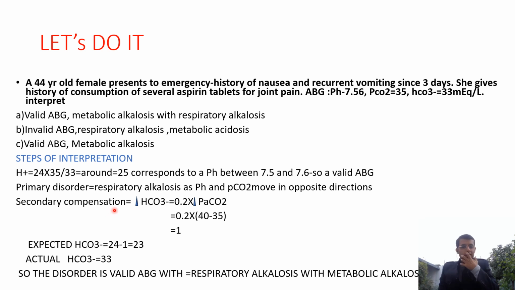So the primary pathology is respiratory alkalosis, so the delta bicarbonate equation will be the factor 0.2 multiplied by the change in PaCO2. 0.2 multiplied by 40 minus 35, that comes to 1. So the bicarbonate expected is 23, and what is the actual bicarbonate? It is 33. So the disorder is respiratory alkalosis with metabolic alkalosis going on in the body.